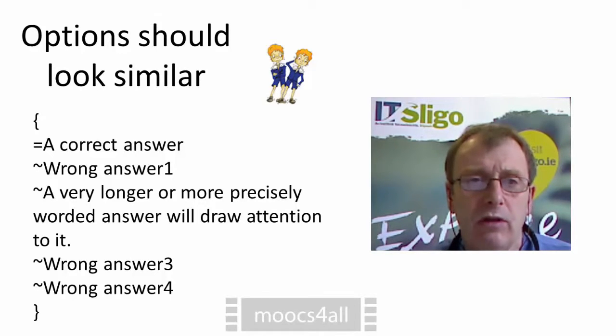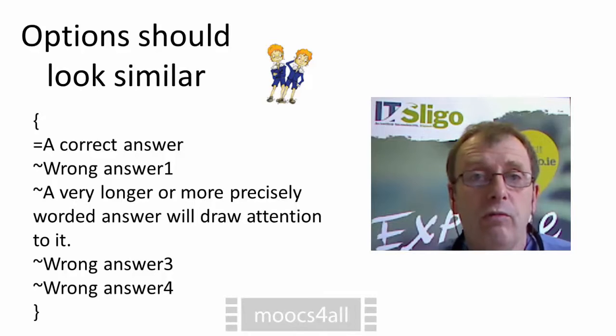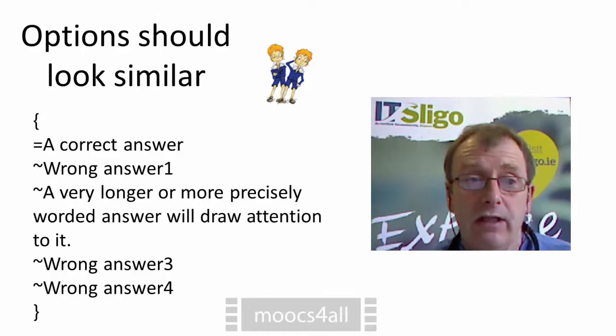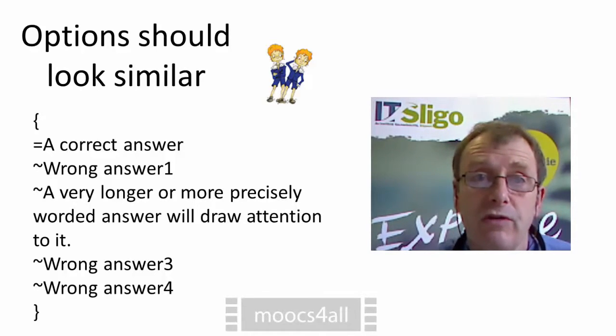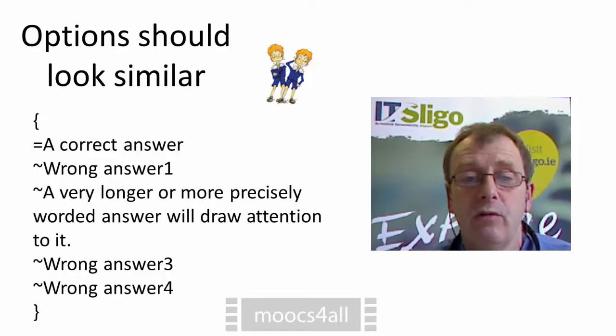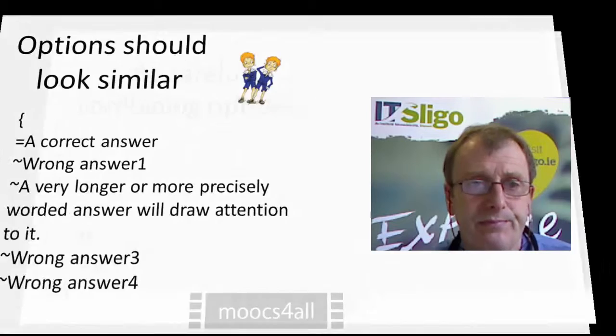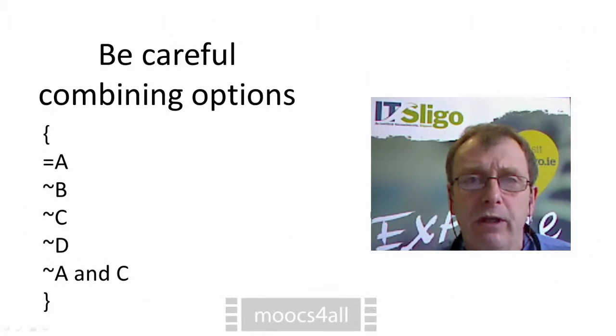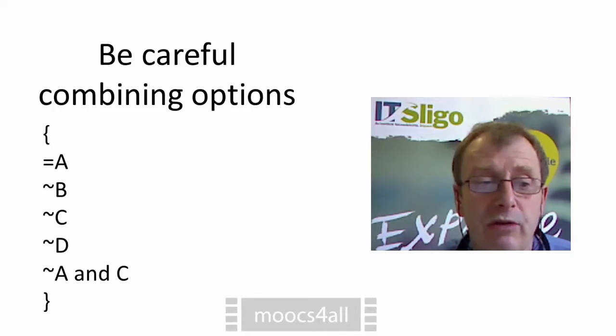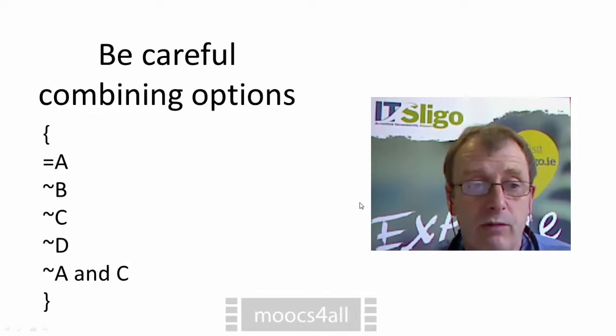By the same token, avoid writing longer incorrect answers, because it will attract students away from the correct answer and make the question unnecessarily difficult or generally unfair. Be careful when combining options. Again, this would tend to attract students, so if you are going to combine options, make sure you try to do all the combinations so you're not showing any bias towards them.